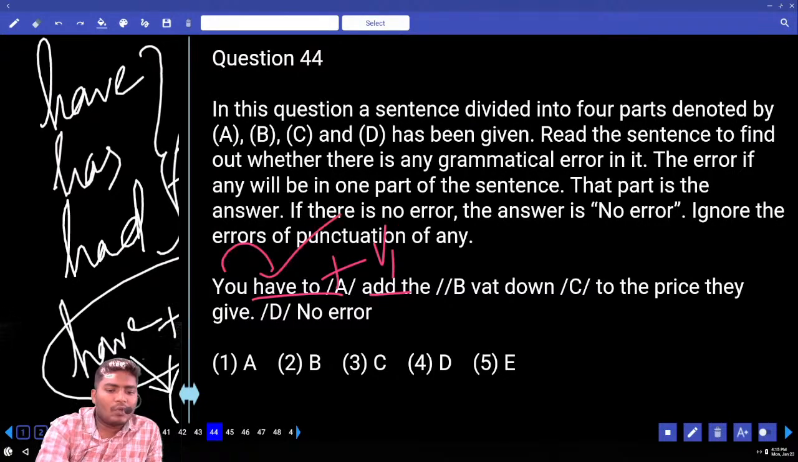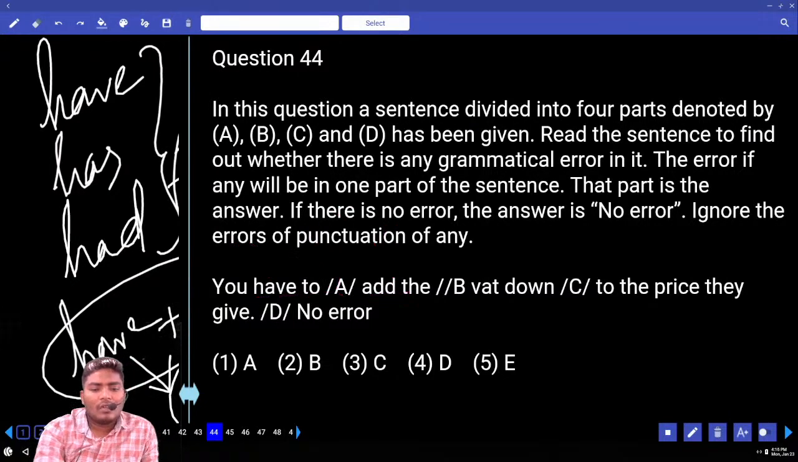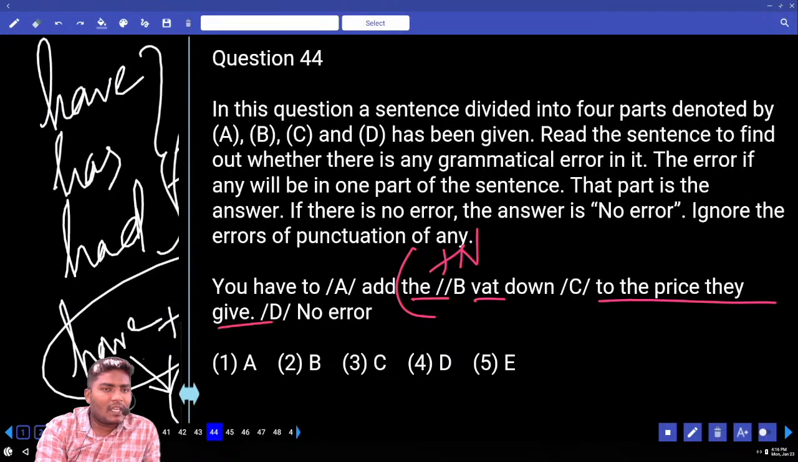Yes. You have to add. You have to add what? You have to add the. After the, what do we need? Noun is needed. You have to add that VAT. VAT is nothing but like tax. You have to add the tax to the price they give.